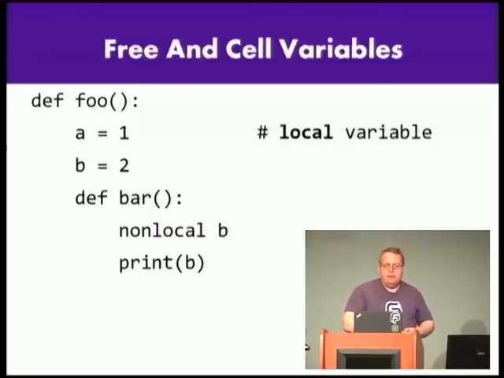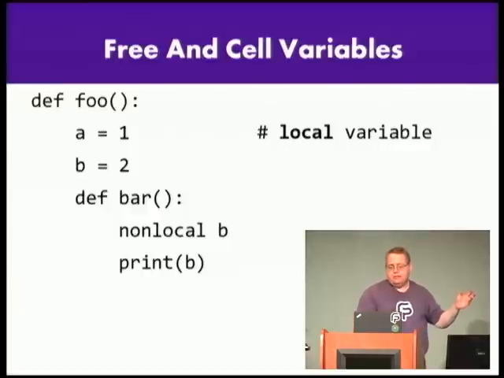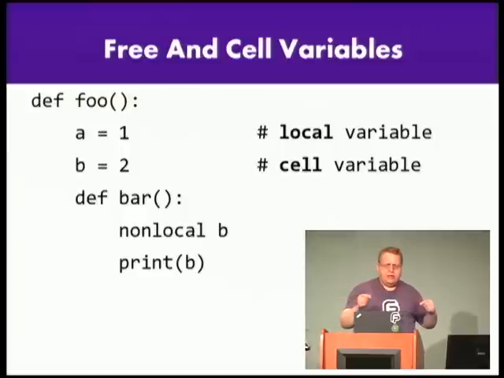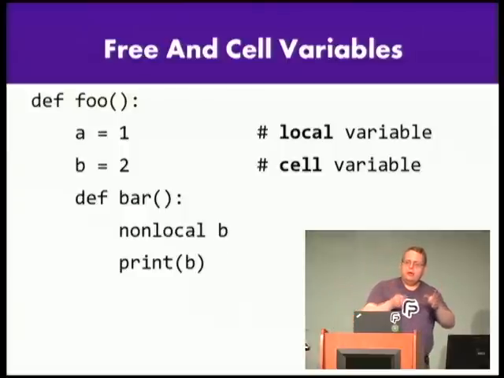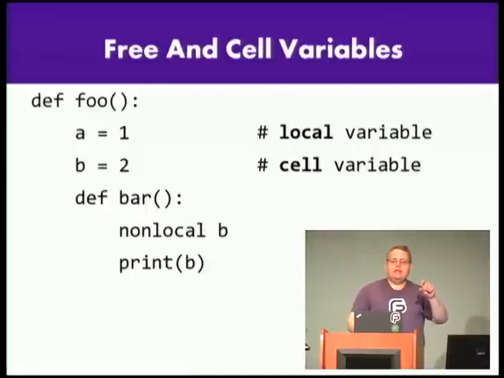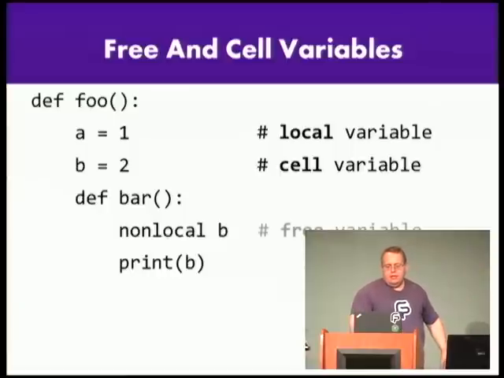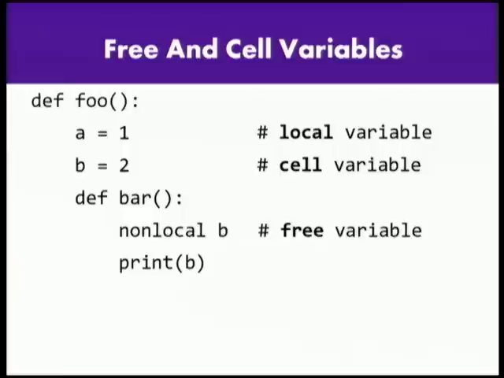So A is a local variable. We're familiar with that. And that's, again, saved and loaded using store fast and load fast. B is also a local variable, but it's a specific kind of local variable called a cell variable. All cell variables are local variables inside of a function. And a cell variable is a local variable that is referred to in a nested function.